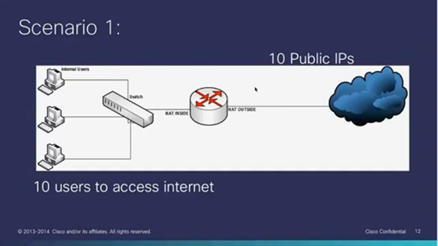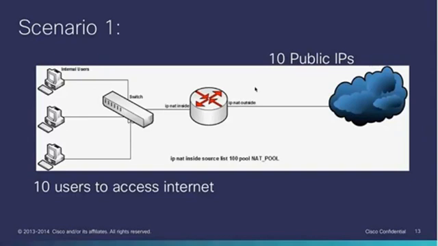So let's say there are 10 users accessing the internet, and there are 10 public IPs, right? Now, what kind of NAT can be configured to make sure that each user gets an IP address and is able to go out? So because of the scenario that you're in, what I would say is we can use dynamic NAT because it's 10 users and 10 IPs.